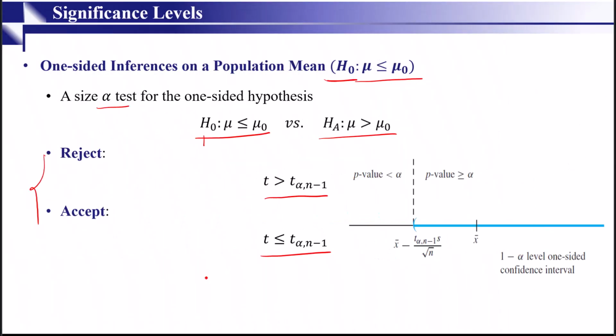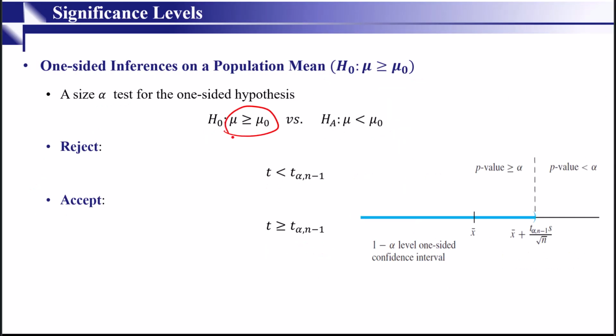So on this side, we consider that mu is less than or equal to mu0. The other side is when the null hypothesis says mu is greater than or equal to mu0, and the alternative hypothesis says mu is less than mu0. Then if t is less than minus t alpha, n minus 1, we reject it. And if t is greater than or equal to minus t alpha, n minus 1, then we accept it.